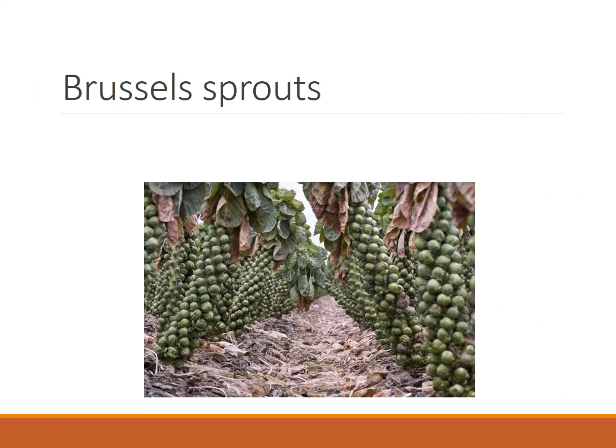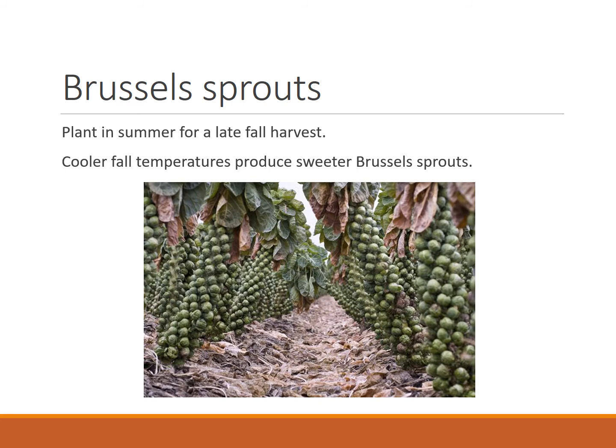If we're talking about Brussels sprouts, those are planted in the summer for a late fall harvest. The cooler fall temperatures produce sweeter Brussels sprouts, again because the starches are being reconverted back into sugars under the cooler temperatures that occur during the fall, so you end up with a sweeter Brussels sprout and therefore a better quality product.